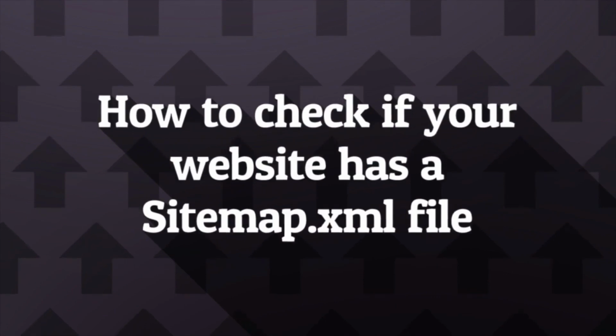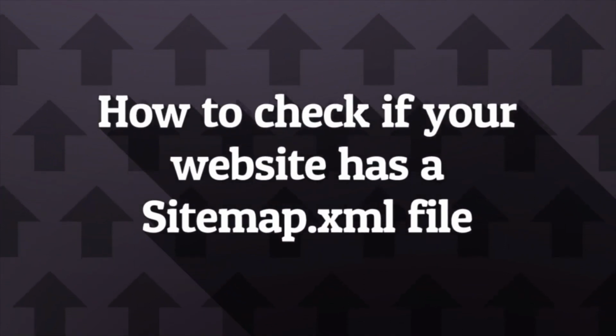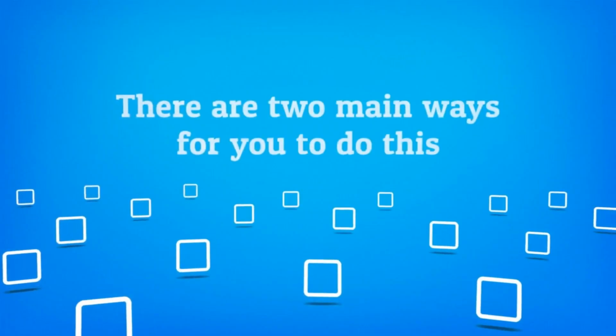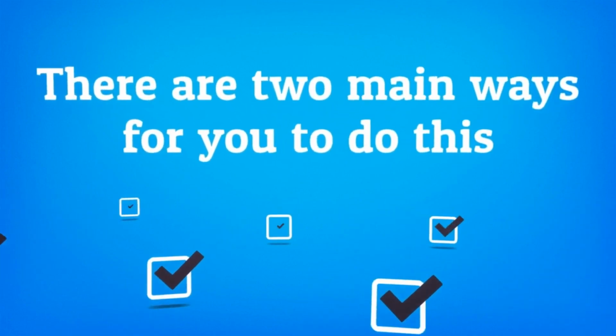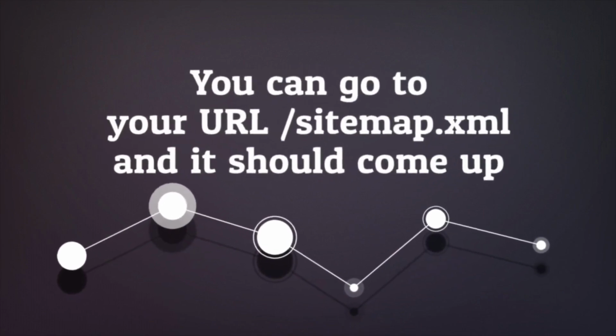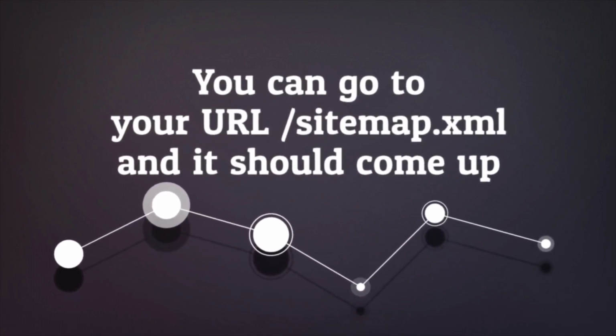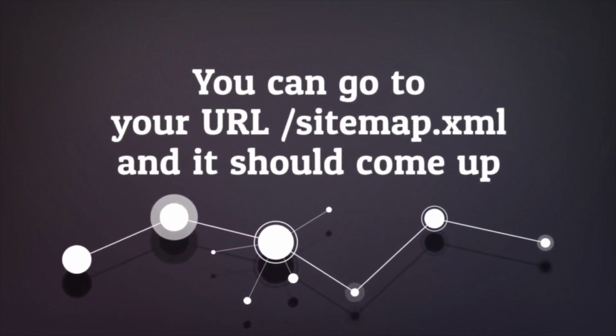How to check if your website has a sitemap.xml file. There are two main ways for you to do this. You can go to your URL /sitemap.xml and it should come up there.